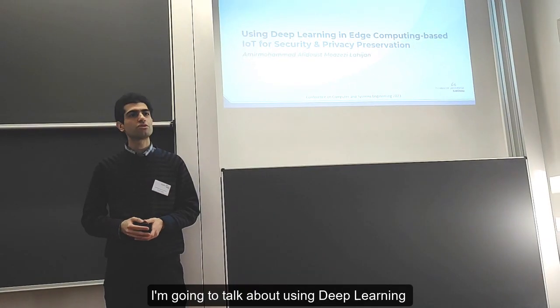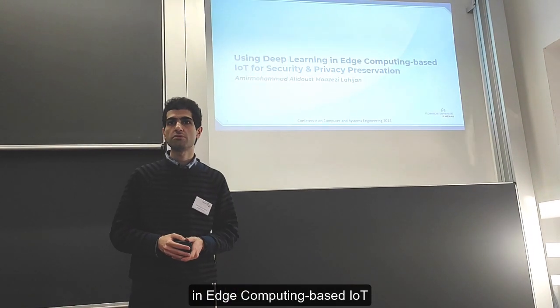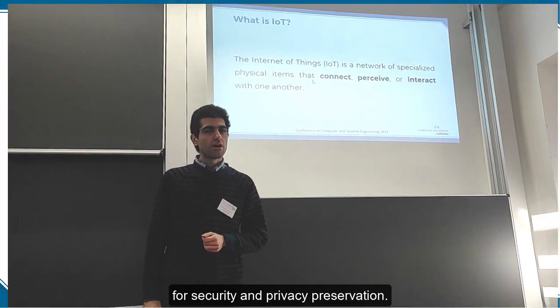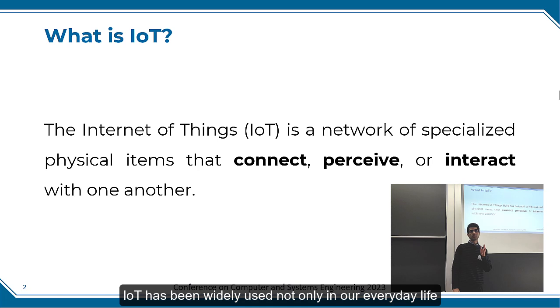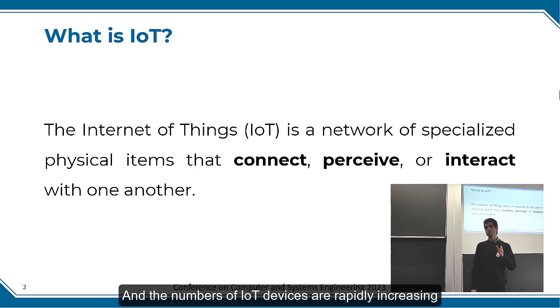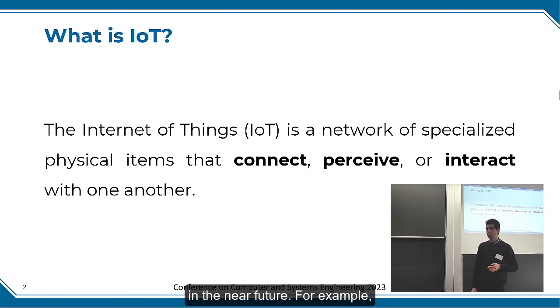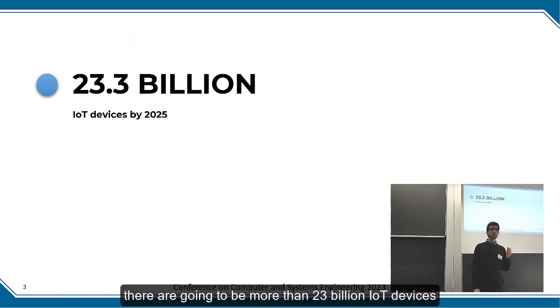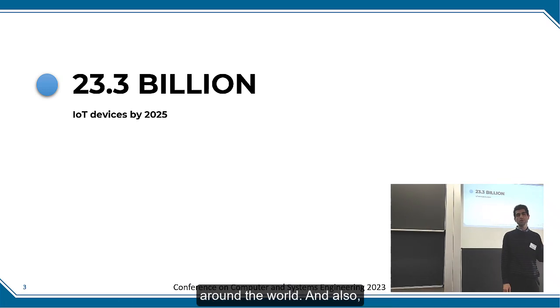Good morning everyone. I'm going to talk about using deep learning in the edge computing-based IoT for security and privacy preservation. IoT has been widely used not only in our everyday lives but also deployed in the industry worldwide. And the number of IoT devices is going to rapidly increase in the near future. For example, according to estimations, by the year 2025, there are going to be more than 23 billion IoT devices around the world.